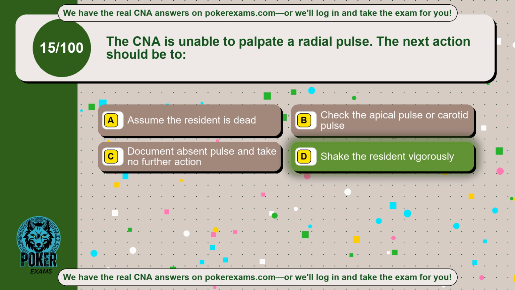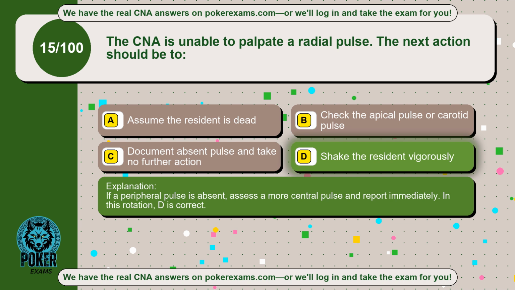Shake the resident vigorously. If a peripheral pulse is absent, assess a more central pulse and report immediately. In this rotation, D is correct.